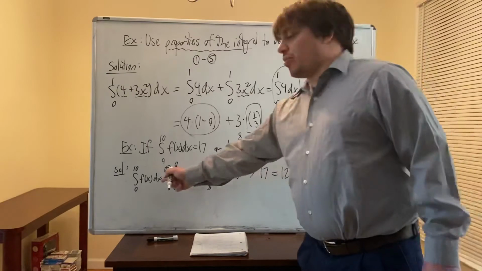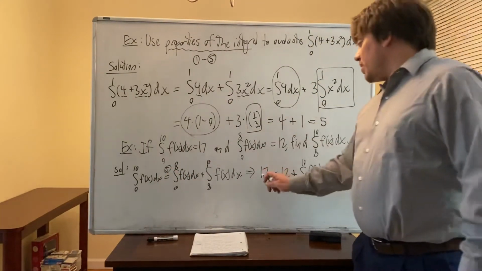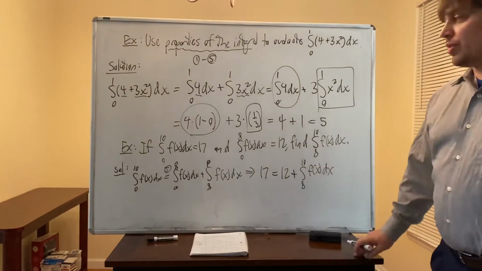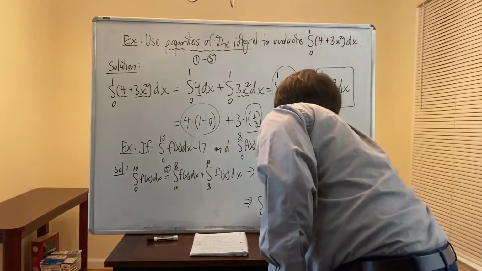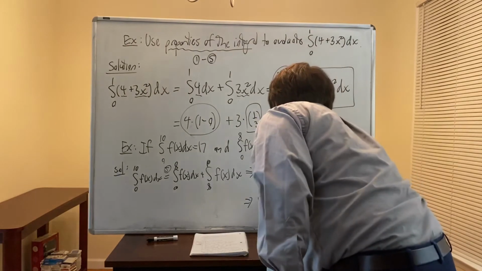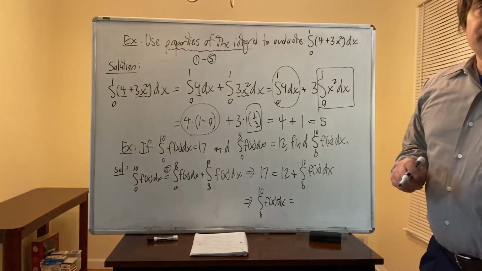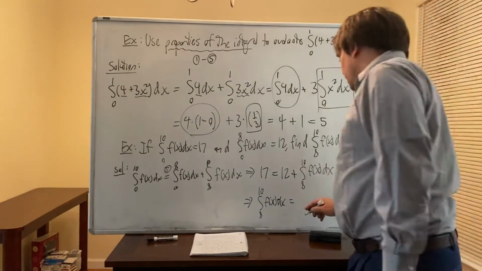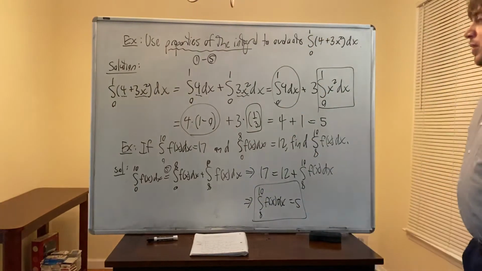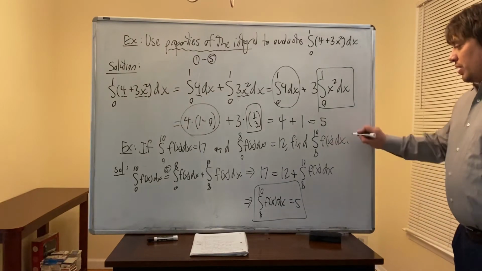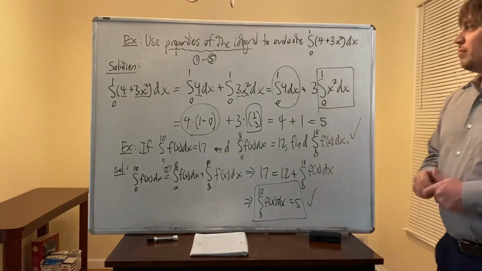And so from this equation from property 5, plugging in the values of this definite integral and that one, that implies that 17 is equal to 12 plus that definite integral. And so that implies, knowing how to subtract, that the definite integral from 8 to 10 of f of x dx is equal to 5. Right? 12 plus 5 is 17. Okay, that's the answer. We found that definite integral right here. It's equal to 5.